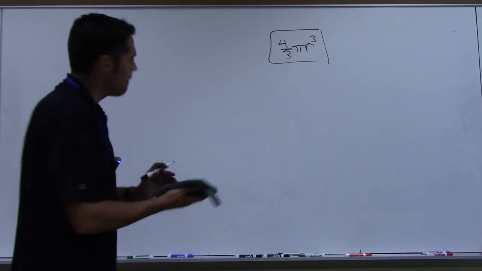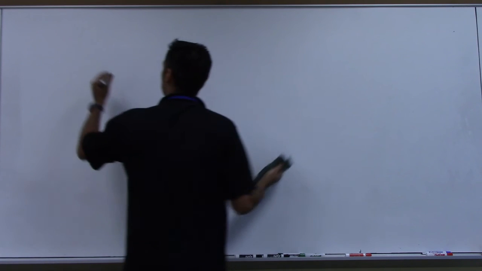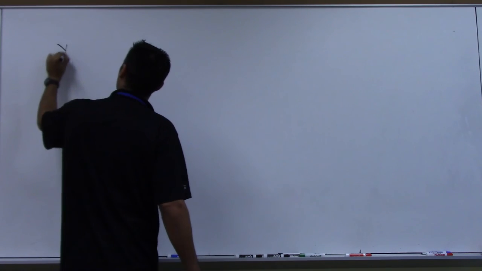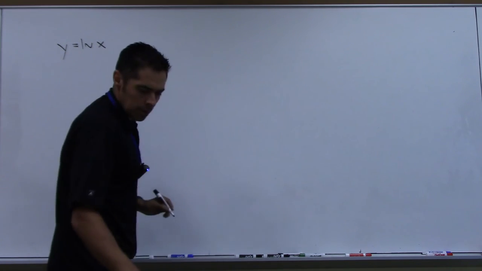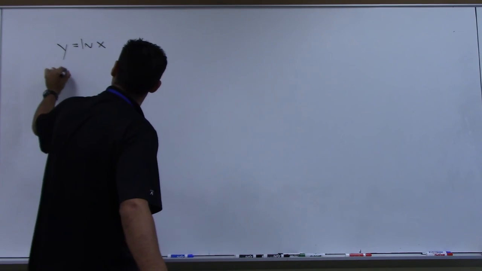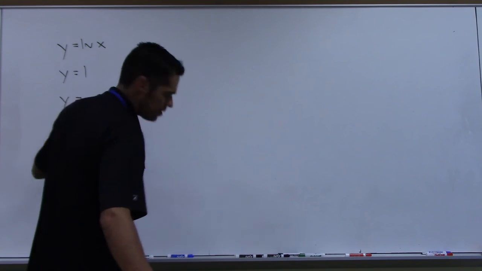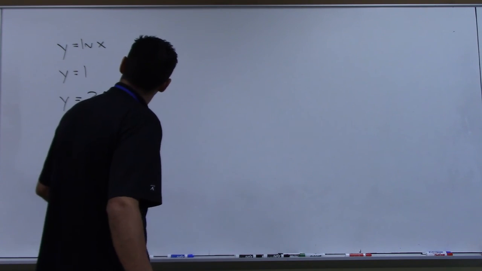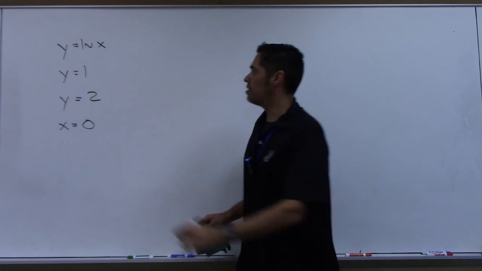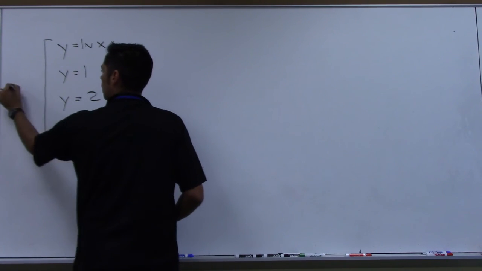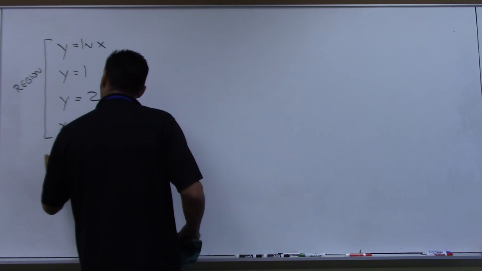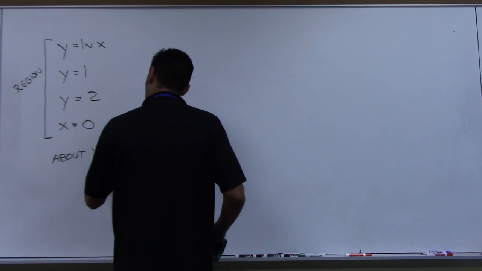How about this one? Let's take another example. We're going to take y equals natural log of x, y equals 1, y equals 2, and x equals 0. We're going to take that region. Okay, so this is my region, and I'm going to rotate it about the y-axis.